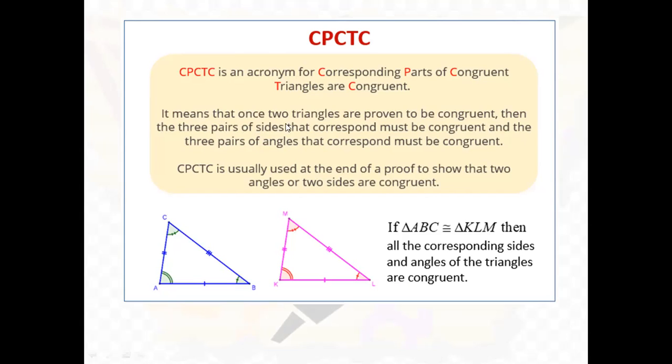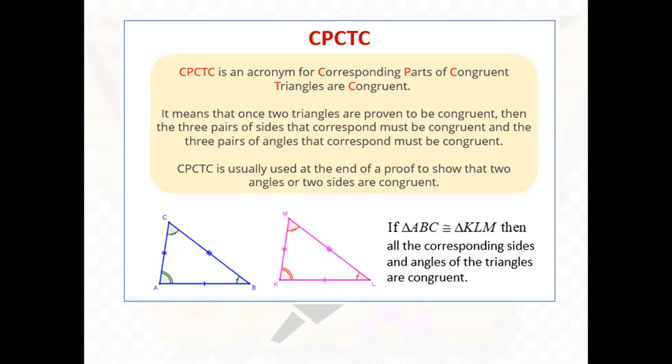So once you have proven that two triangles are congruent, as you know, for proving triangles congruent we use SAS, SSS. You all are very familiar with those theorems now. Once you have used any one of those theorems and proved that two triangles are equal, the remaining side or the remaining angle, we say it is congruent due to CPCTC. It is usually used at the end of a proof to show that two angles or two sides are congruent. For example, I'll make it easy for you.